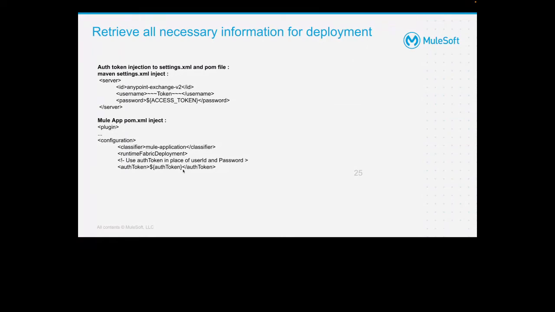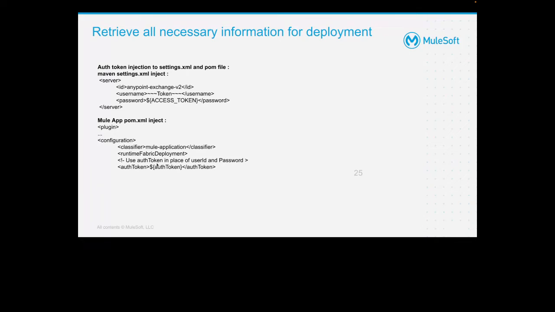You need this auth token, or you need any kind of credentials. It could be user ID, password, it could be an auth token, or it could be a connected app ID and connected app secret, which you might be using along with grant type. Any of these three options, you will require, because when you're deploying your application using the Maven plugin, these authentication tokens help it do a handshake with your Anypoint Platform environment. So that's the reason you need these authentication configurations, and this is important.